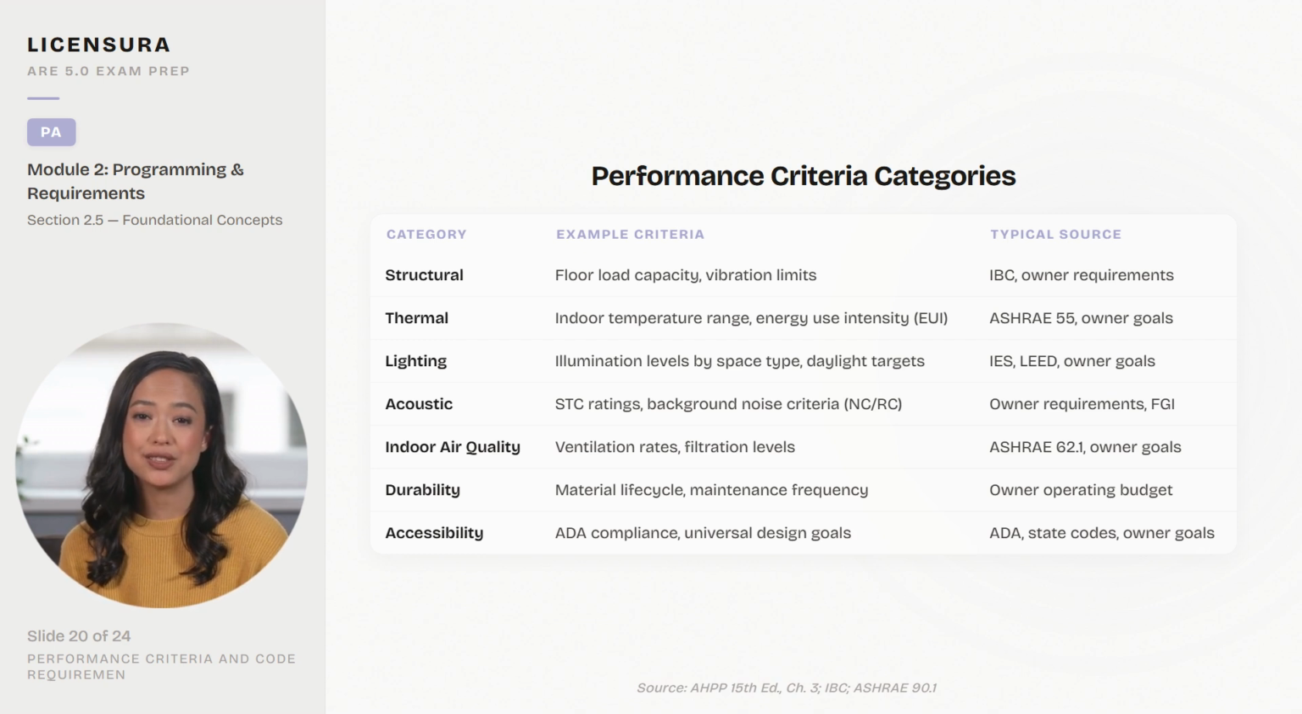Structural criteria include floor load capacity and vibration limits. Thermal criteria set indoor temperature ranges and energy use intensity targets. Lighting criteria specify illumination levels and daylight goals. Acoustic criteria define STC ratings and background noise levels. Indoor air quality criteria set ventilation rates from ASHRAE 62.1. Durability criteria address material life cycle and maintenance frequency, and accessibility criteria go beyond ADA minimum compliance to include universal design goals. The key concept is that code requirements set the minimum, but the owner's OPR may establish higher targets.